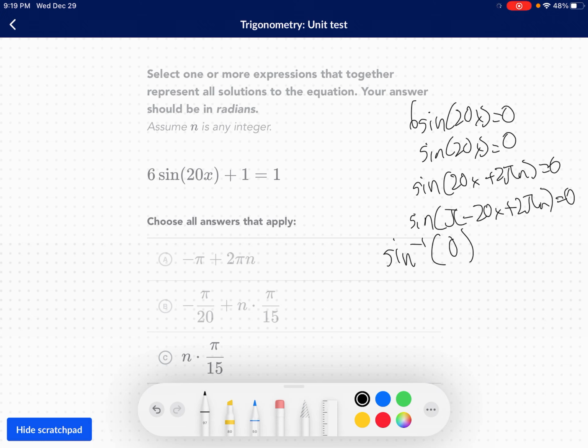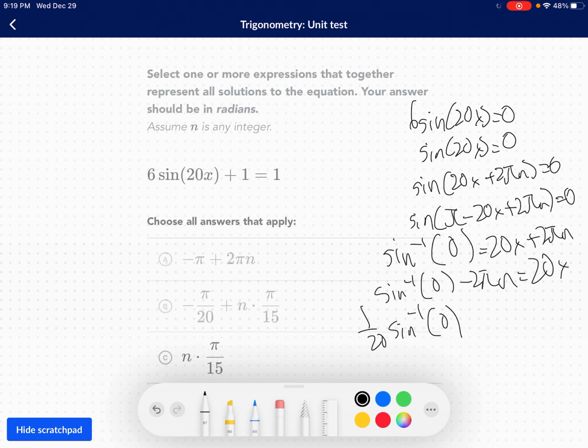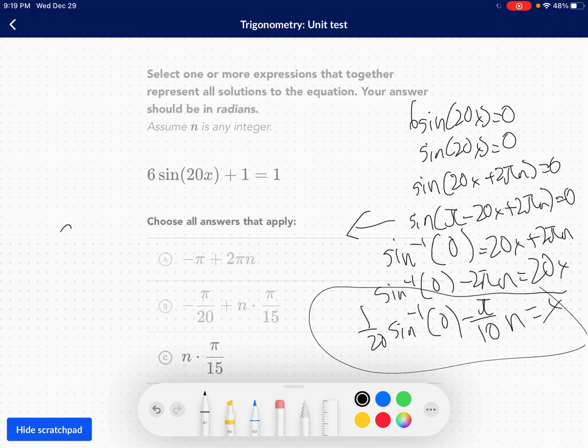Inverse sine of 0, which is just 0, equals 20x plus 2 pi n. Inverse sine of 0 minus 2 pi n equals 20x. 1 over 20 inverse sine of 0. Pi over 10, I think. Is it? Divide by 20. Yeah, that's pi over 10. That's the first solution.